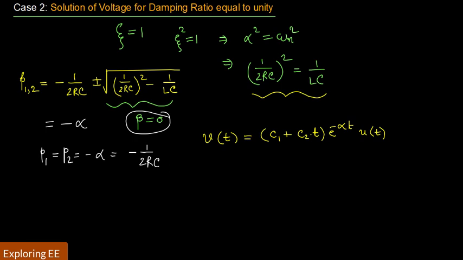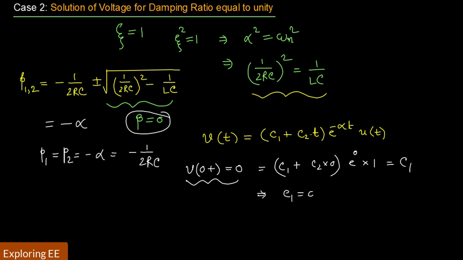And from the initial condition at t equal to 0 plus, voltage across the RLC branch is 0, we have V(t) at t equal to 0 plus, that is equal to (C1 plus C2 multiplied by 0) multiplied by e to the power 0 into unity. This is coming out to be C1. So we have C1 is 0. Initial capacitor current at t equal to 0 plus equal to I. So C dV/dt at t equal to 0 plus is equal to I.